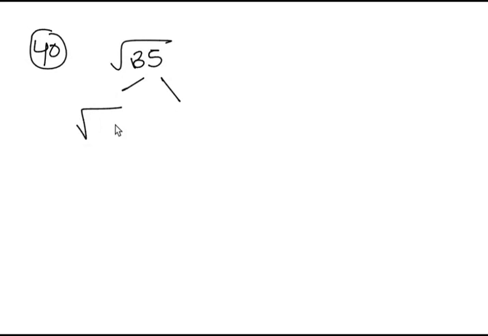Let's try another one. Square root of 35. Again, which two perfect squares are we in between? We're in between 25 and 36. Square root of 25 is 5. Square root of 36 is 6.